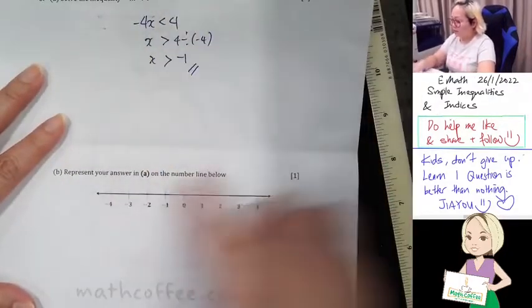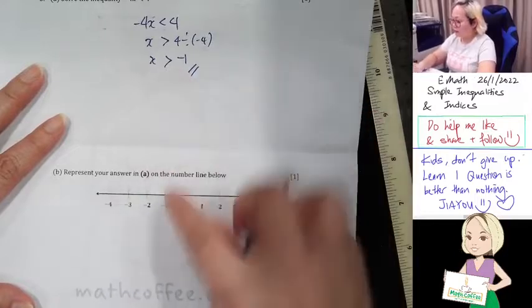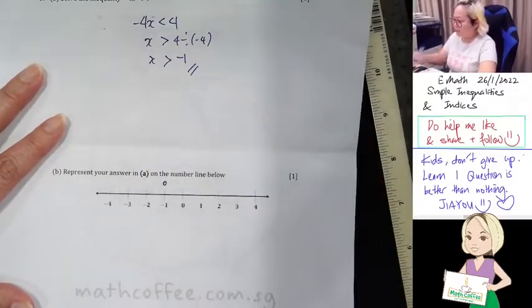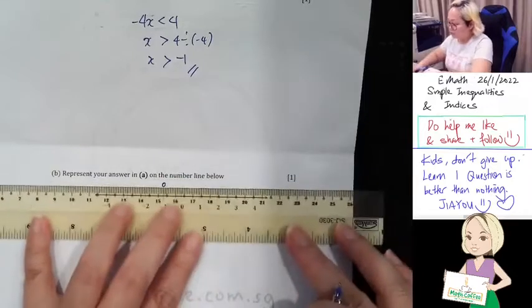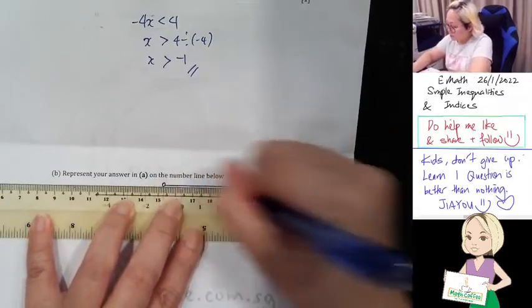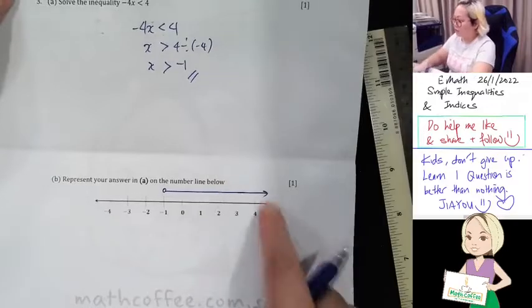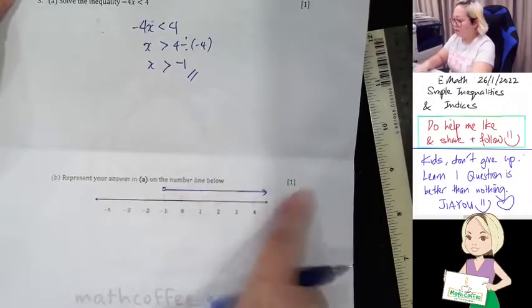So then for this one, they ask us to represent your part A on the number line. So minus 1 is here. And it's no equal, so that means it's unshaded. More than means to the right hand side. So this one. Oh, just now I know why you said arrow. This is because it's on this side, infinity.